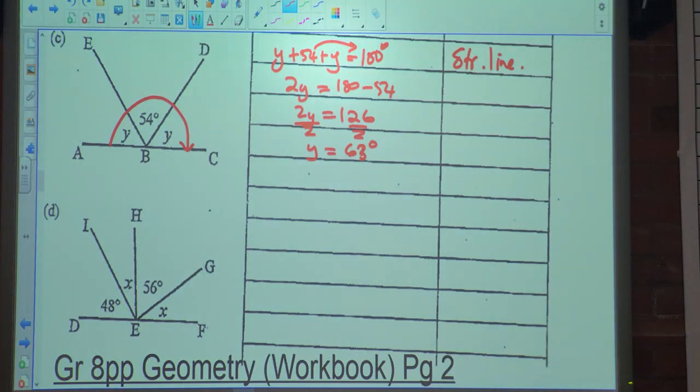Yes. For my first line, I said 2y plus 54 is equal to 180. Which is the same. Anything else? Any other confusion? Let's go with D.